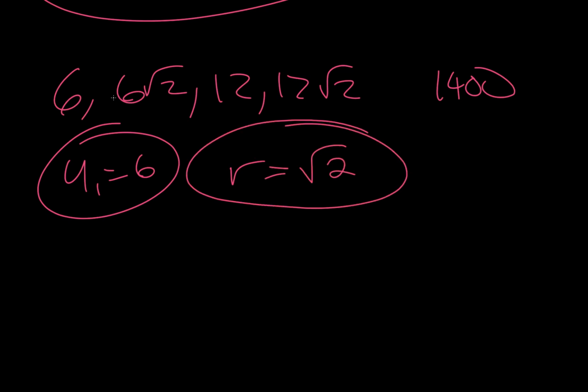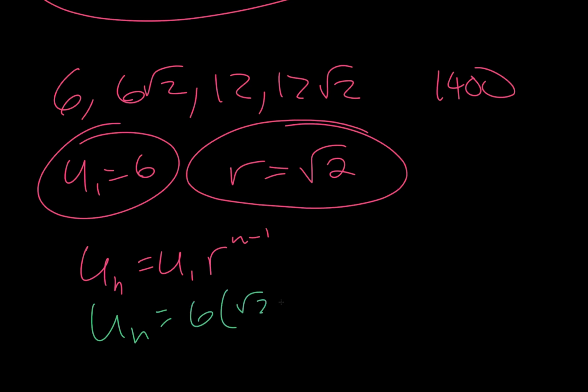Because if we multiply this by root 2, we get this. If we multiply this by root 2, that will turn this into a 2, because root 2 times root 2 is just 2. 2 times 6 is 12. So once we recognize that, it's not too bad. Then we use our nth term formula again. Plug it in. So 6 times root 2 to the n minus 1.